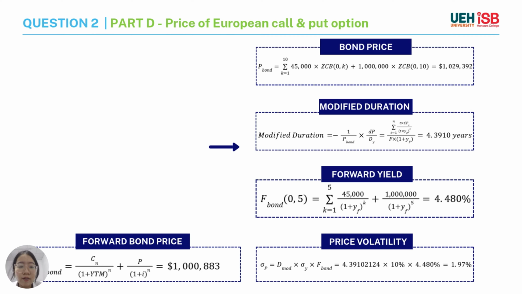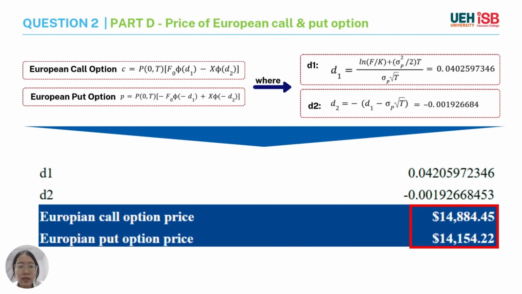and the forward bond price is 1,088,883. After we have calculated this, we apply these numbers to calculate D1 and D2, which are essential to calculate the European call and put option. After we apply the formula, we get D1 equal to 0.04 and D2 equal to minus 0.001.